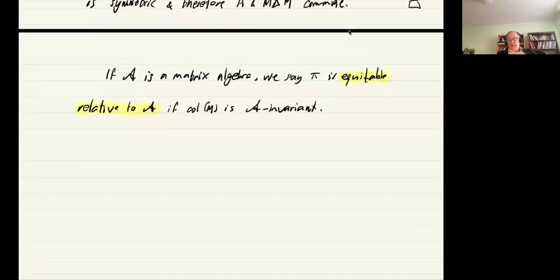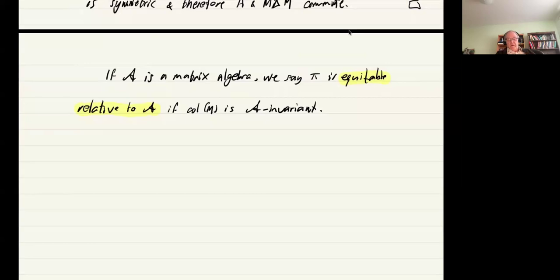And this was something I referred to earlier. If A is the matrix algebra, we say pi is equitable relative to A if the column space of M, the characteristic matrix of pi, is A invariant. Okay, so that's the general definition.